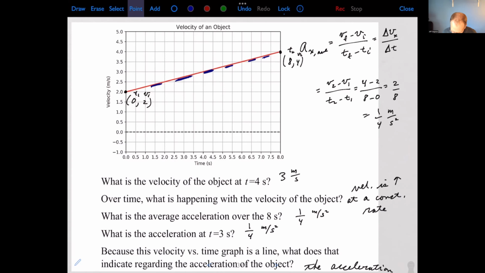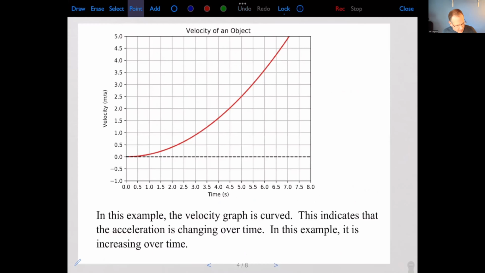Okay, next page. This is just an example of another velocity versus time graph. But in this case, if you look at the slopes of these tangent lines at some different times here, see how those slopes are changing? In fact, they're increasing over time. Remember, each of those slopes represents the instantaneous acceleration at that time interval. What does that say about acceleration? It's saying that it's changing, right? It's increasing over time in this case.